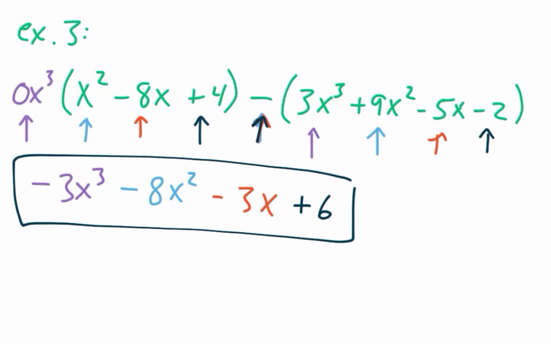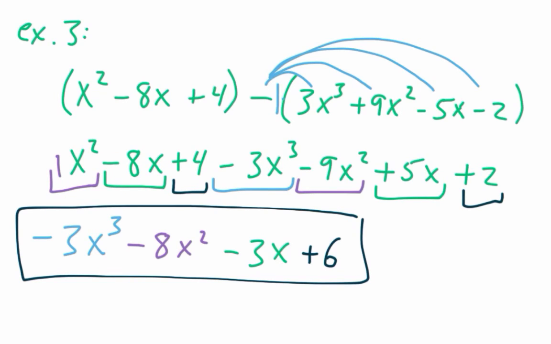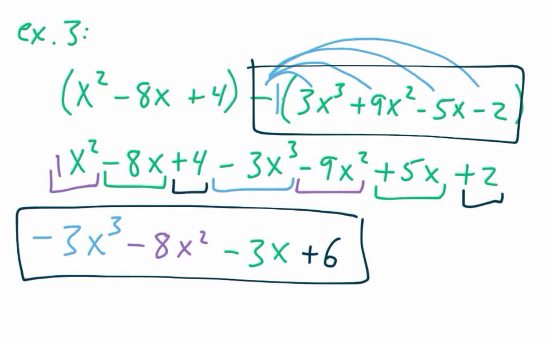So that way works. It's a little bit faster because you're not rewriting it. But if you find you're making mistakes doing that, then go back to the old-fashioned way where, okay, I'm going to just flip the sign on everything in that second part. So plus 3 becomes minus 3, plus 9 becomes minus 9, minus 5 becomes plus 5, minus 2 becomes plus 2.